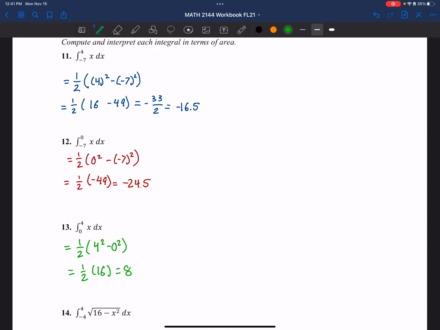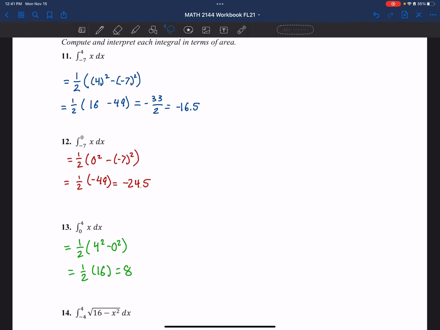So the answers for 11, 12, and 13 are negative 16.5, negative 24.5, and then 8 respectively. How many got all of those? A couple of you, very good. Maybe just need a little more time. So let me go ahead and pull the graph in.